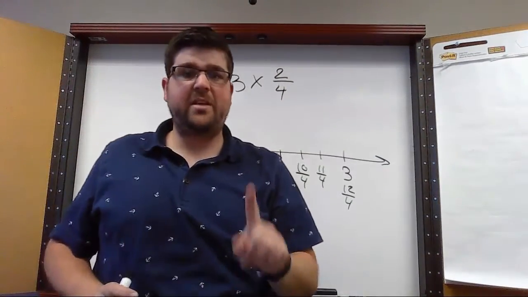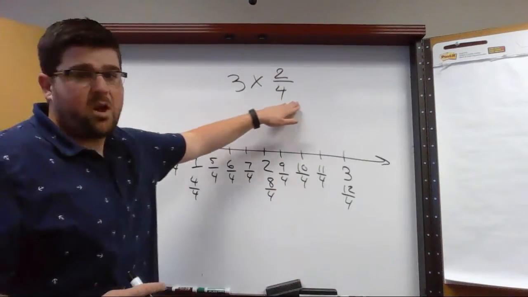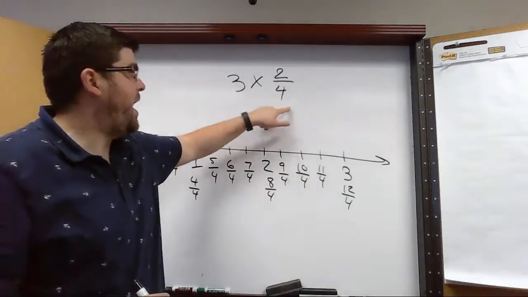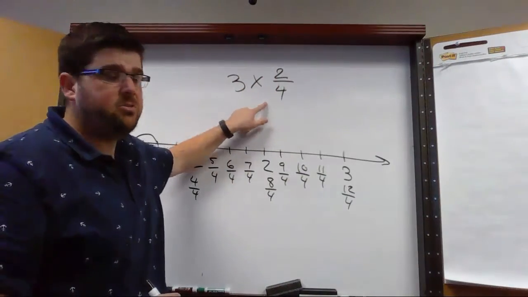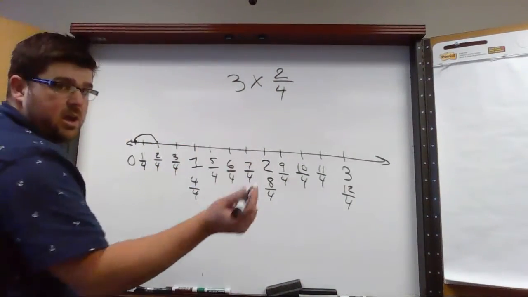That's where students make mistakes in this lesson: they want to just do 1/4 always and forever. But you have to look. This means I'm hopping by 2/4 because I have 3 groups of 2/4. All right, back to the action.